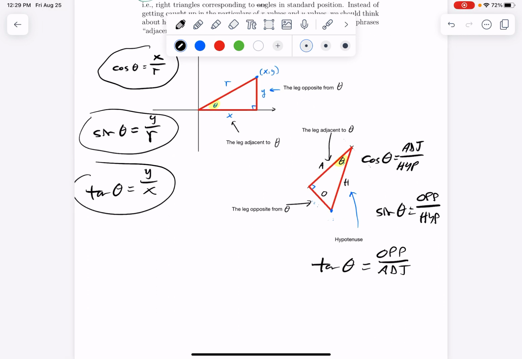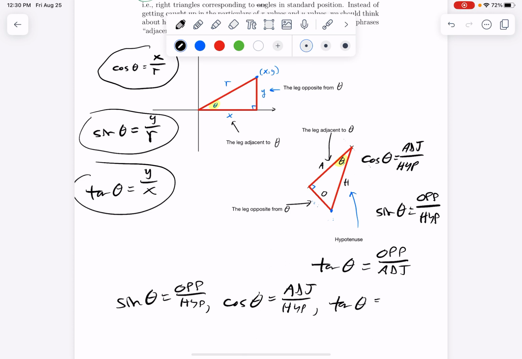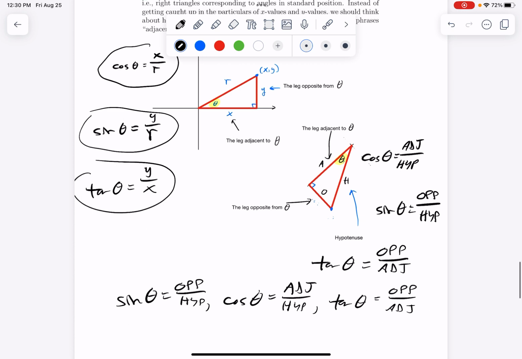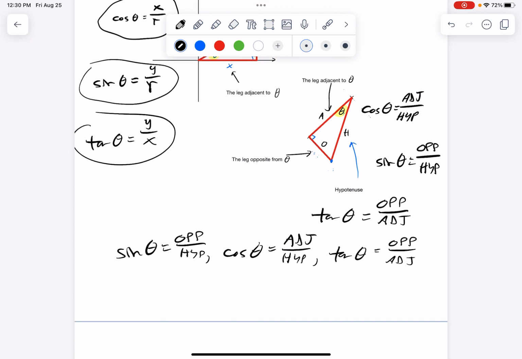So we have sine of theta is equal to opposite over hypotenuse. Cosine of theta is equal to adjacent over hypotenuse. And tangent of theta is equal to opposite over adjacent. These relationships are often memorized in this nonsense word, SOHCAHTOA. Read these three letters at a time.